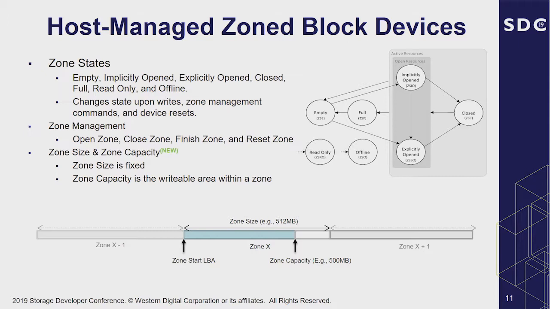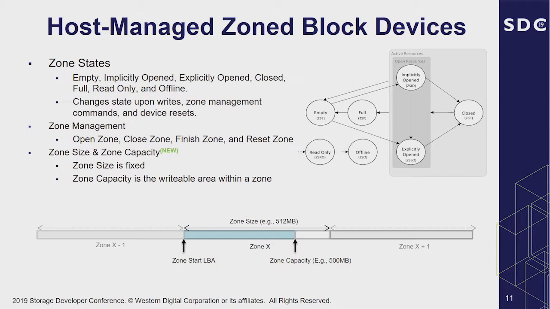And one of the most difficult points to absorb in the spec is the difference between zone size and zone capacity. It's important to understand that zone size is fixed in ZNS, and it's always an even number of 2. So it's 256 megabytes, 512. And the zone addresses will always be aligned on zone size, so the zone start addresses will always be a multiple of the zone size.